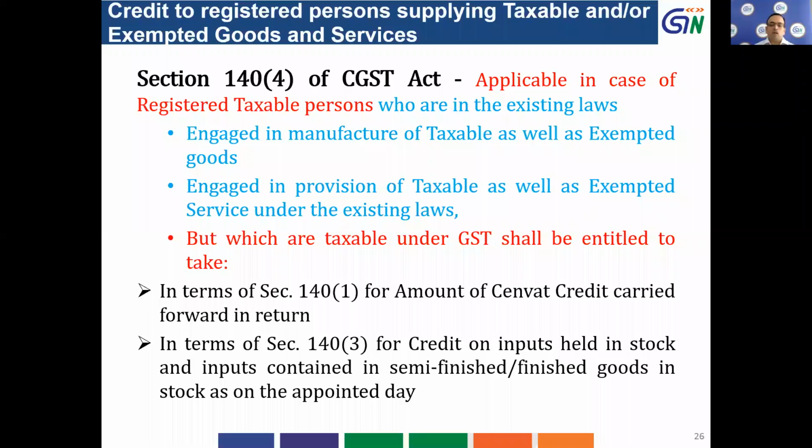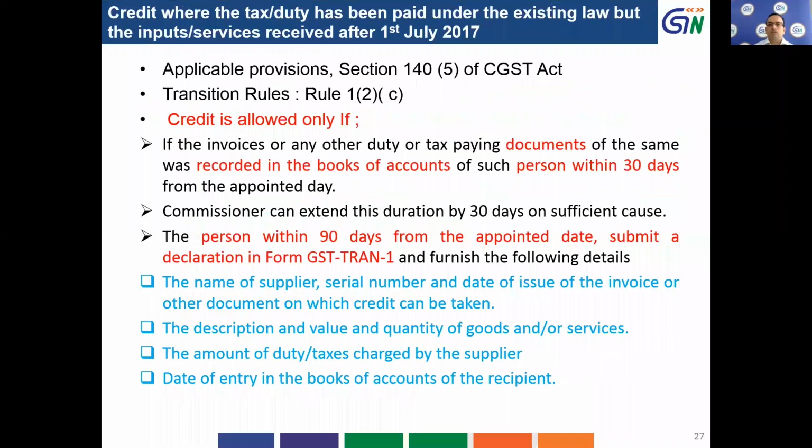So if you see, the government has given a very elaborate provision so that the transition is smooth in the new tax regime. So that's about the person who was manufacturing taxable goods as well as exempted goods in the earlier regime, and those goods have become liable to tax under the new tax regime.